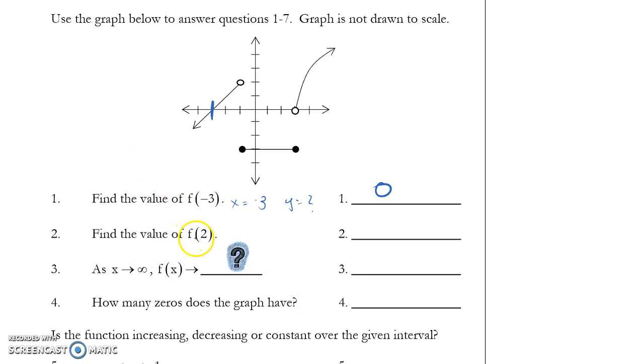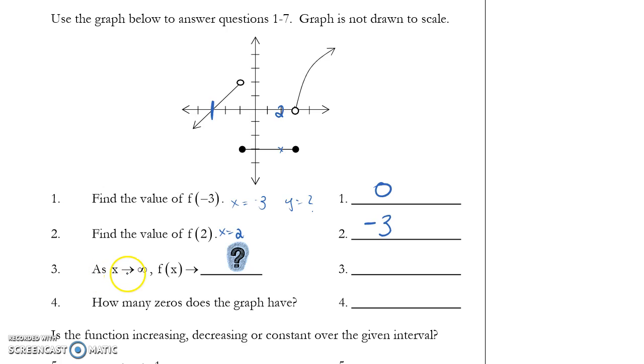When I get the value of f of 2, I look for x equals 2. This is x equals 2, and I look up and down. Where is the function? Because the function behaves differently now. The function's down here when x is 2. That's at -3. So f of 2 is equal to -3.